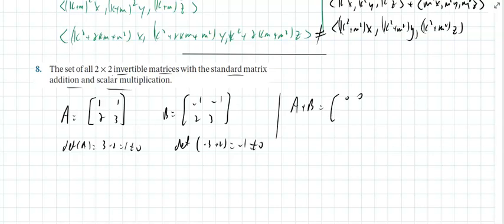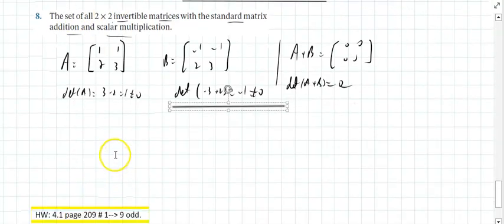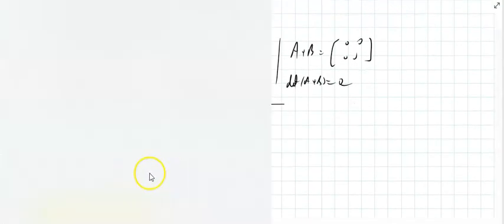But if I take A plus B, wouldn't that be the zero matrix, 0, 0, 0, 0? And the determinant is 0, which means it is not invertible. So there's a counterexample. So this is not closed under addition, and by that it's not a vector space. And that's pretty much it.